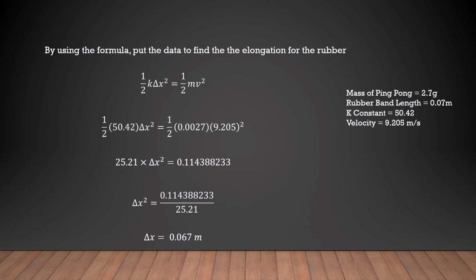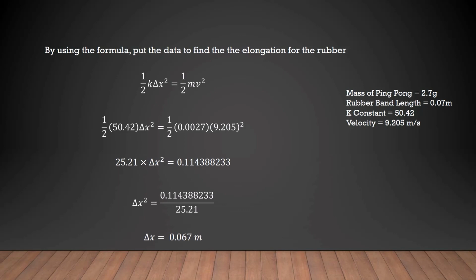By using the formula, we can add up the data that we have collected, which is a mass of 2.7 gram, the rubber length of 0.07 meter, a k constant of 50.42 and a velocity of 9.205 meters per second. We're going to be using the half k delta x squared equals half m v squared formula. First, we put all our data into the formula: half with a k constant of 50.42 multiplied with delta x squared equals half times the mass of the ping pong ball, which is 0.0027, and the velocity of 9.205 squared.